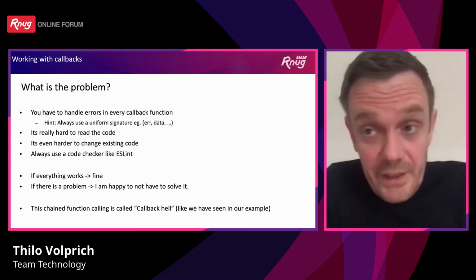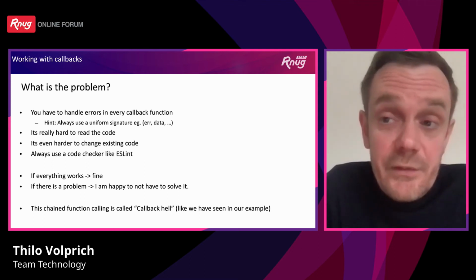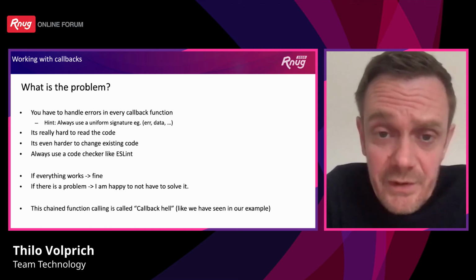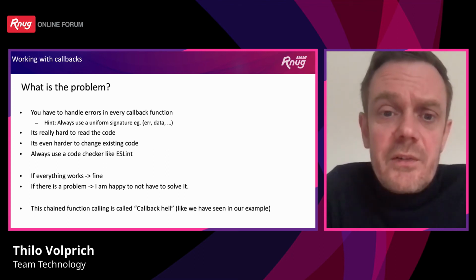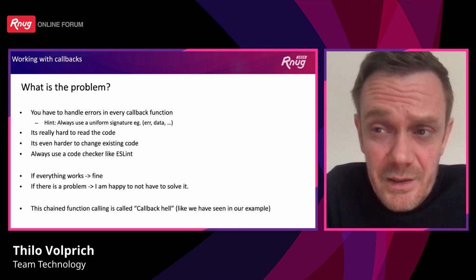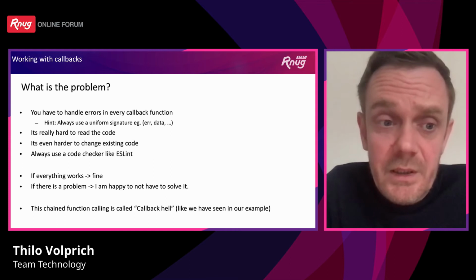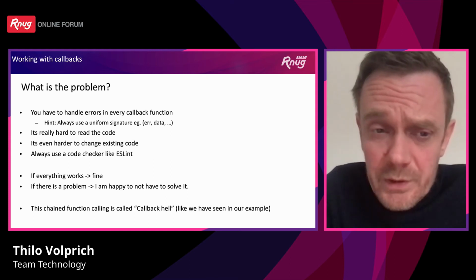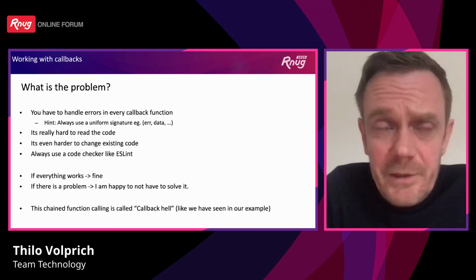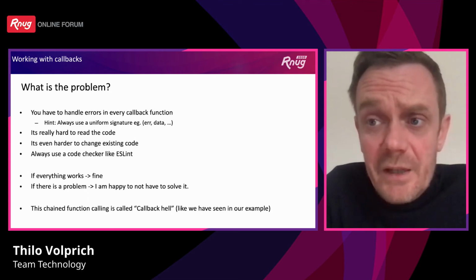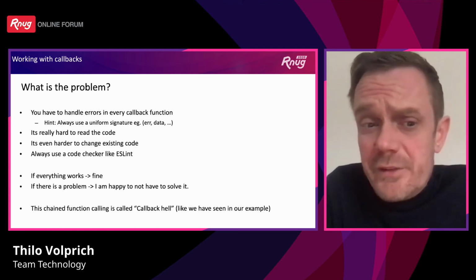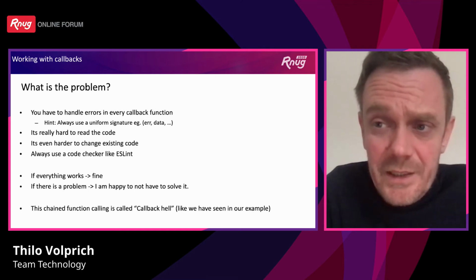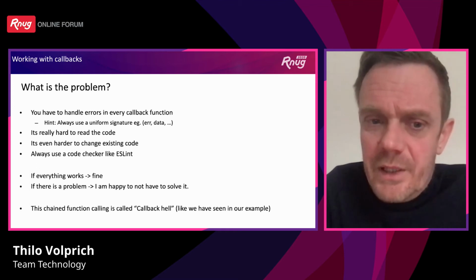You have to handle errors in every callback function. Right now you see just the callback calls, but if there is a problem within this chain of different calls, it's really hard to get the error handling right. It's really hard to read the code also, as you've seen before. You don't like to read this if it is really heavy and really big. We just had 5 calls right now. And it's even harder to change existing code. If you have code written by someone else and you want to understand it, it's really hard to get into it.